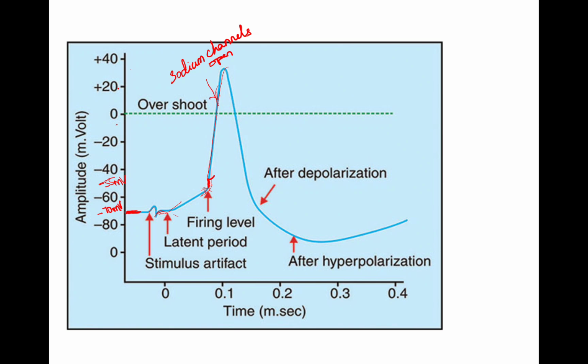Inside quickly becomes positive after sodium comes into the nerve, and it reaches up to minus 35 millivolts. After that, what will happen? This is the overshoot, because it crosses the 0 millivolts level. The nerve actually flips polarity for a moment. Then comes the repolarization. Coming back down is nothing but repolarization.